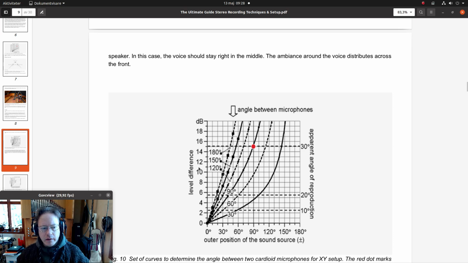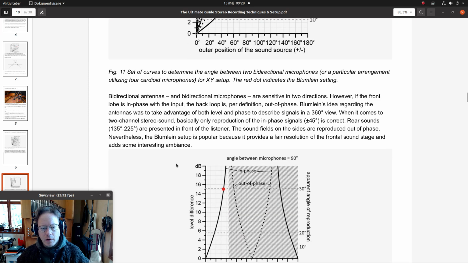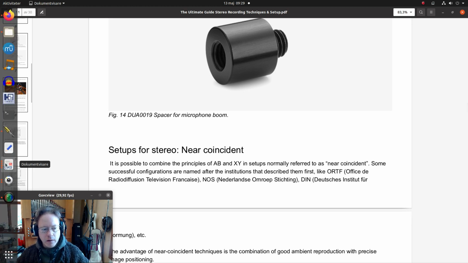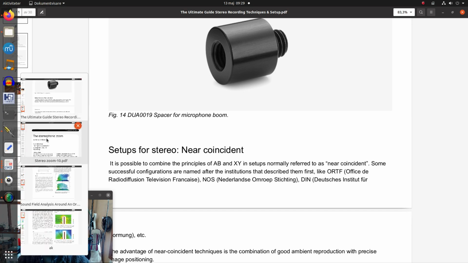And then there is a third type of setup that is basically called near coincident, and this is not one but many versions that are possible. So you have some famous names of different setups that all fall within this category, and this is actually what the whole Michael Williams document is about.